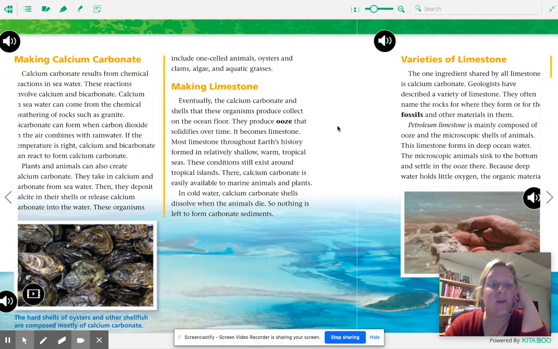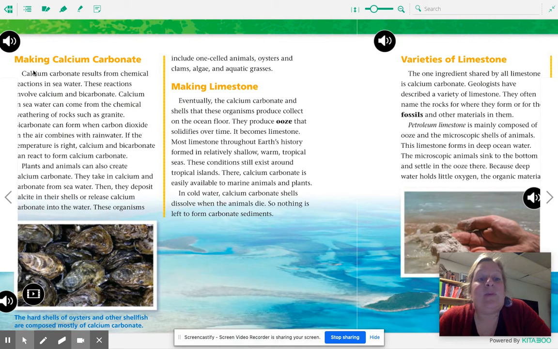All right, so if you look here, making calcium carbonate: living things are a big part of making it. They result from chemical reactions in the seawater. These reactions involve calcium and bicarbonate. Again, where have we seen these things before when we were back at school?